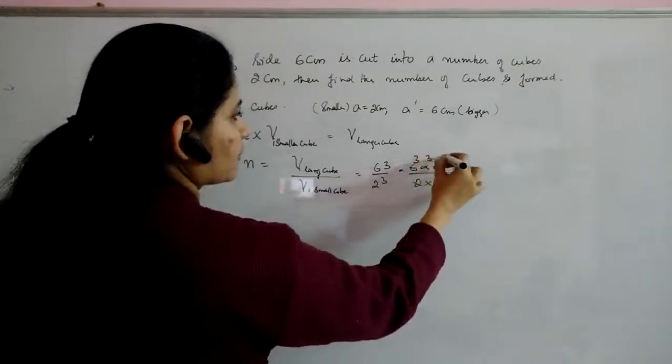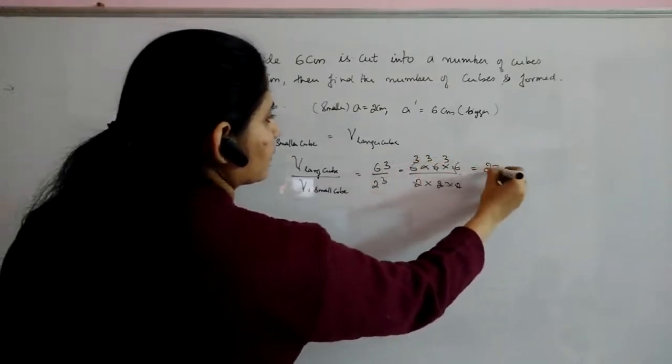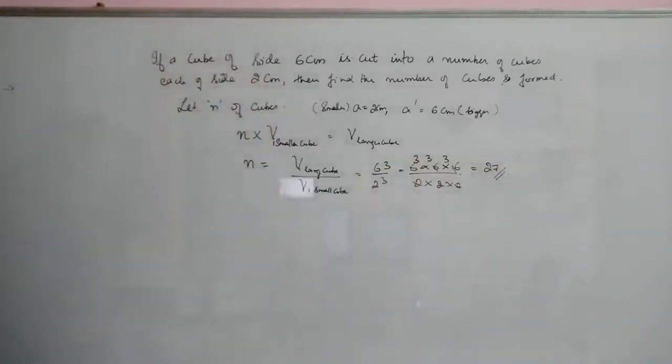27. So the number of cubes formed is 27.